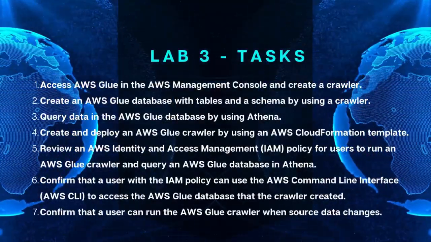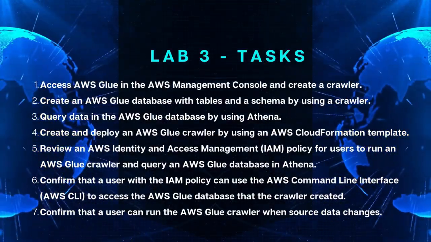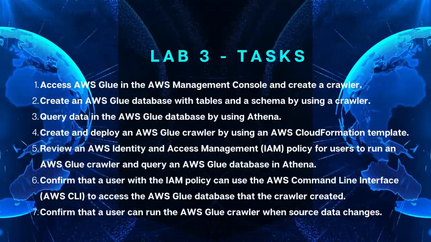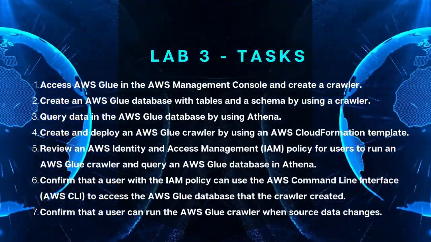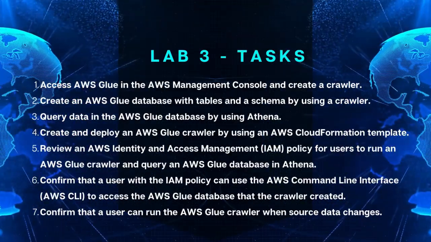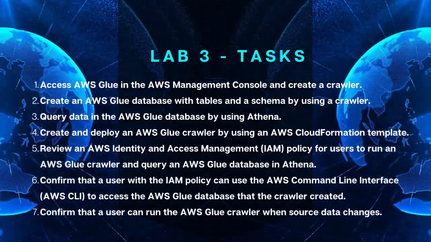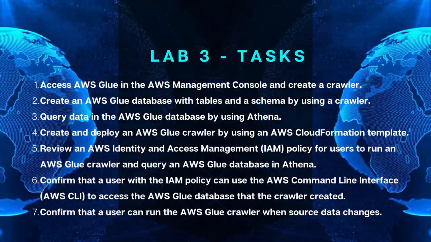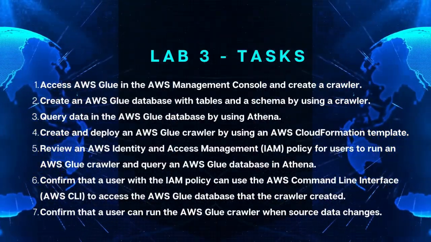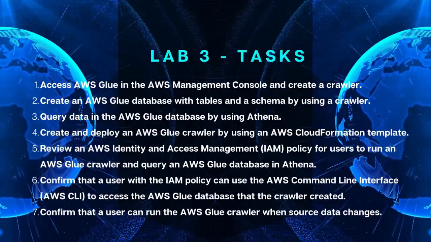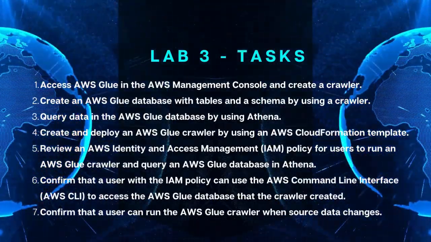In this lab, you will learn how to use AWS Glue to import a dataset from Amazon Simple Storage Service, or Amazon S3. You will then extract the data, transform its schema, and load the dataset into an AWS Glue database for later analysis, again by using Athena. So hopefully after completing this lab, you will be able to do the following: access AWS Glue in the AWS Management Console and create a crawler. Create an AWS Glue database with tables and a schema by using a crawler. Query data in the AWS Glue database by using Athena.